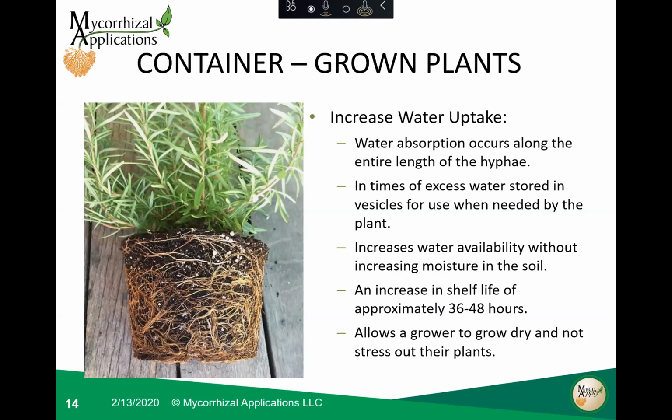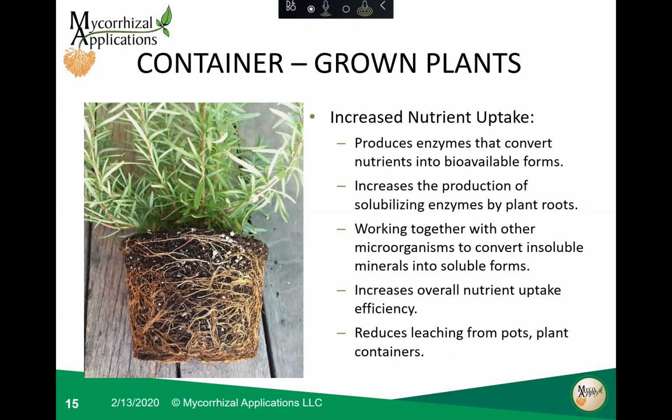What this means as far as shelf life goes is that your shelf life will extend by 36, 48 hours because the mycorrhizae's excess water will be pumped up to the plants. This also goes for nutrient uptake. It's going to do the same thing. It's going to increase the plant's efficiency of using the fertilizers that you're putting onto your plants. And it also works together with these microorganisms to convert insoluble minerals into the soluble form. And again, it's going to reduce leaching from your pots and containers. So you're going to be getting more fertilizer actually used and absorbed by the plants and not wasted.